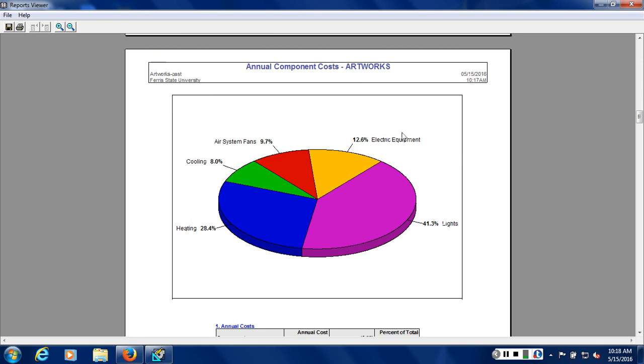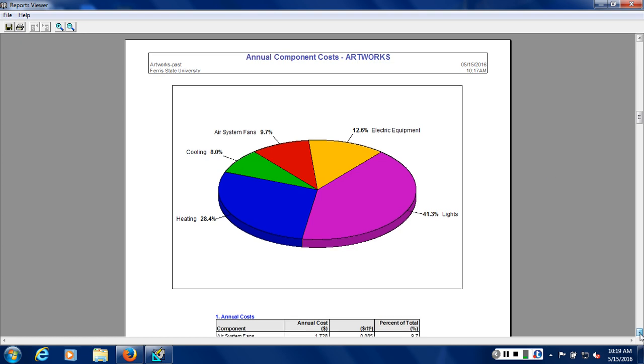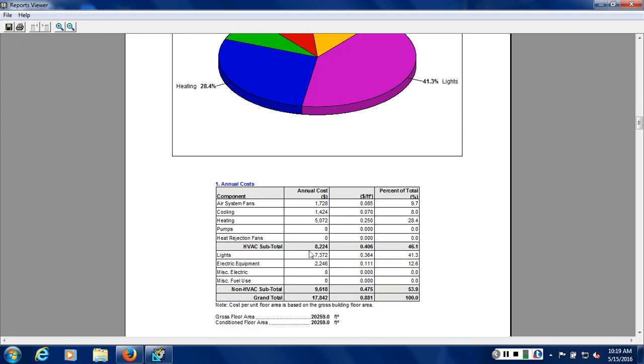Here's the first one. Annual component costs, and you'll notice that it gives percent that lighting contributes, percent that other electrical, percent that the fans on the air handling, percent cooling, percent heating. This is something that's required to be copied and placed inside a typical energy audit. When the government wants an energy audit done, this is something they typically want to see in the document. If you look underneath it, here's the corresponding table that goes with the pie chart. This also should be included in the document. This is something you're going to need to put in the lab for next week.